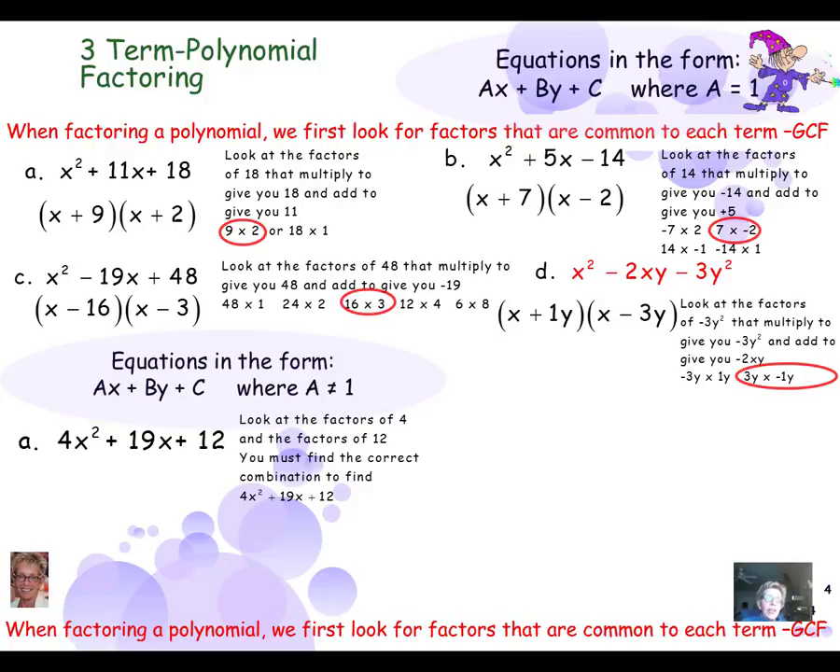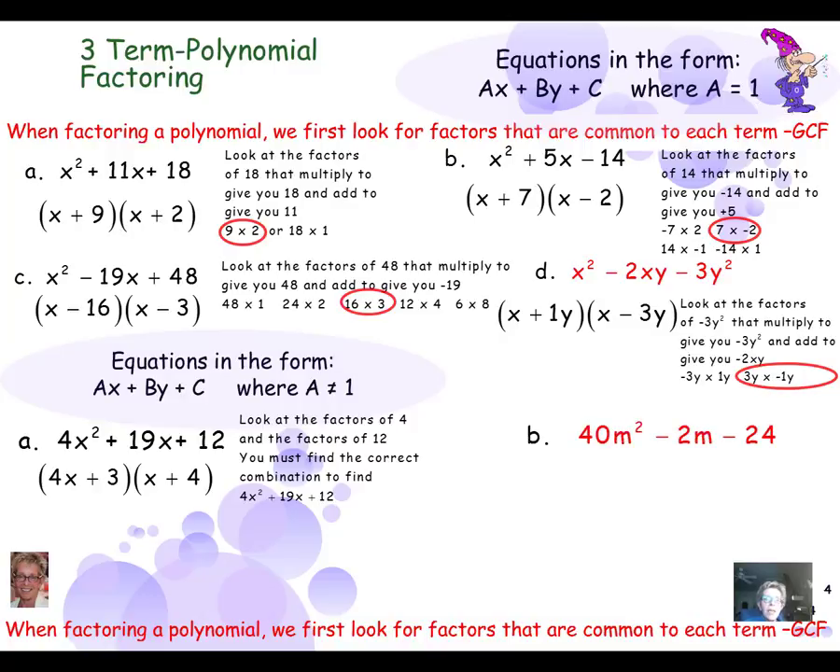Last type of trinomial is where my leading coefficient a is not equal to 1. Now I have to take into consideration the factors of the first term and the factors of the last term, and hopefully those factors multiply together to give me those terms and add together to give me the middle term. Sometimes you have to hit this by trial and error. The answer to this is 4x plus 3 times the quantity of x plus 4. Again, remultiply it to make sure that everything turns out okay.